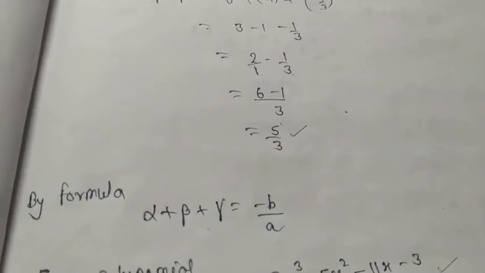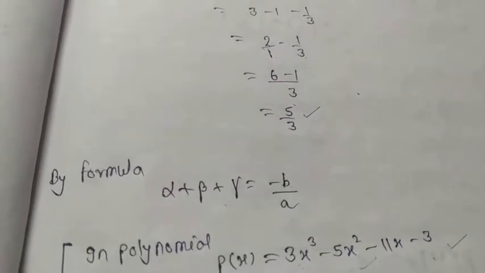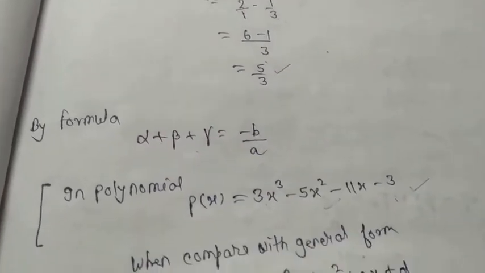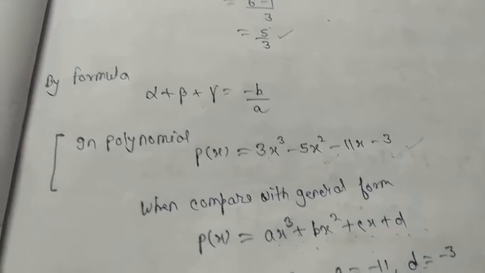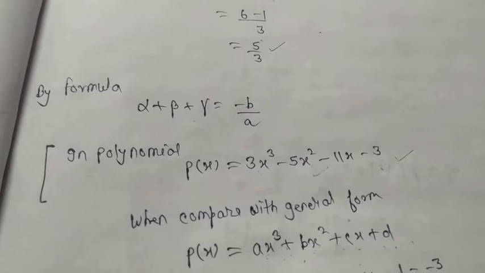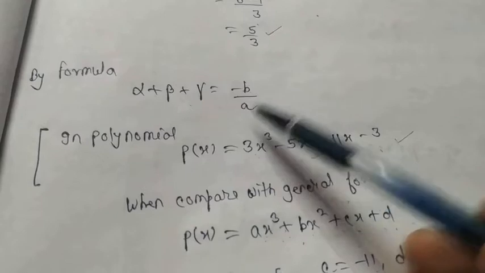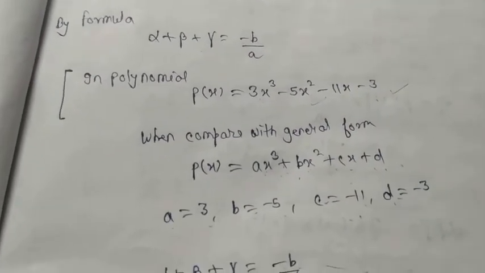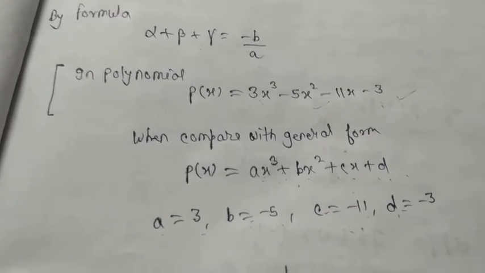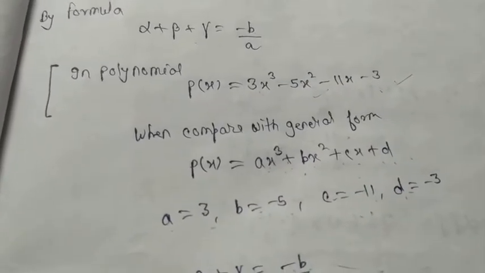It is very simple, students. Now the zeros we have calculated. Now we have to find using the actual formula also, that is alpha plus beta plus gamma is equal to minus b by a. You know, the sum of the zeros is equal to minus b by a, where a and b are coefficients of the polynomial. That's why we have to verify the relationship between zeros and its coefficients. Now what is the value of b and a? I already told you how to find the value of a and b. You just calculate the value of a and b from the given general form.